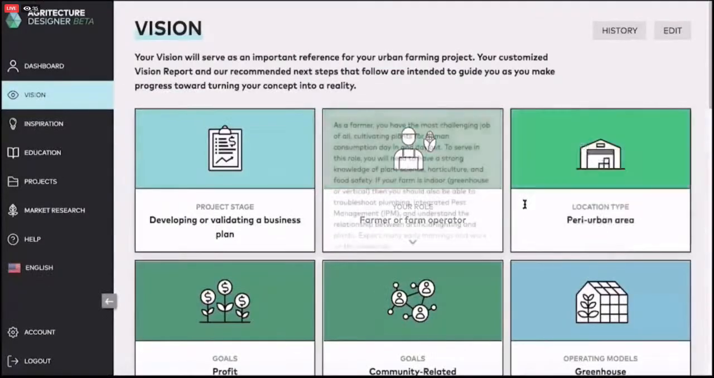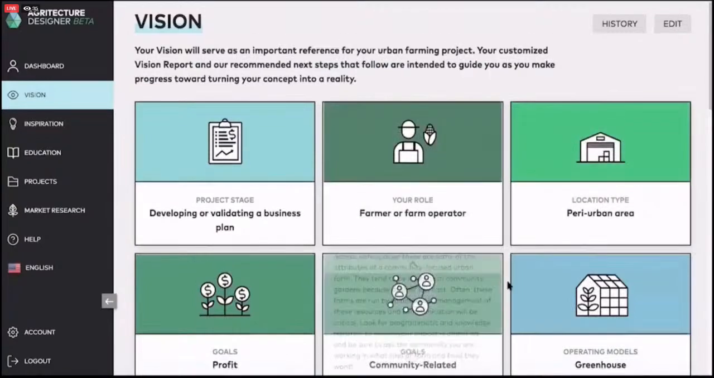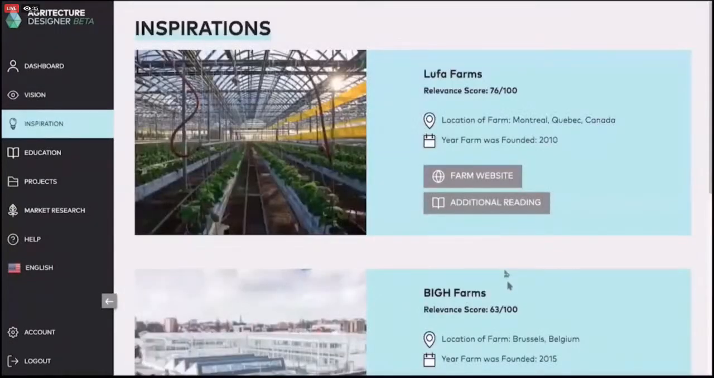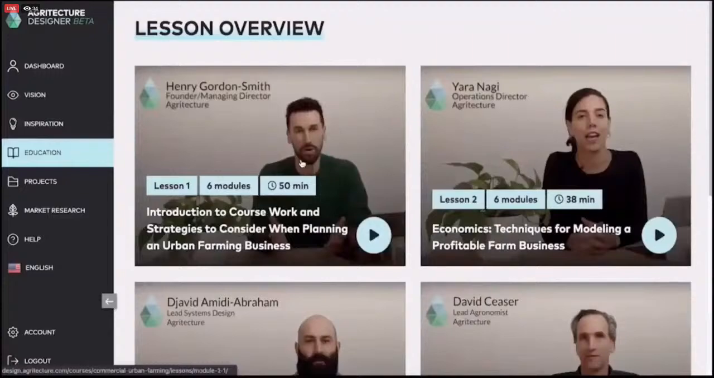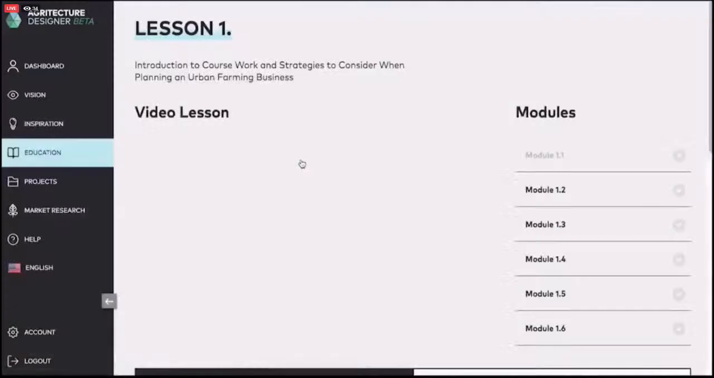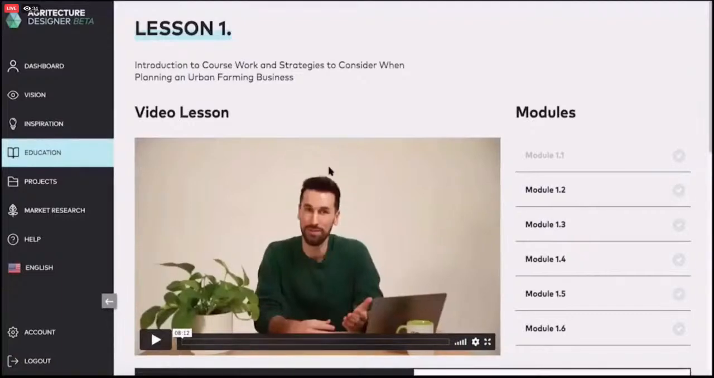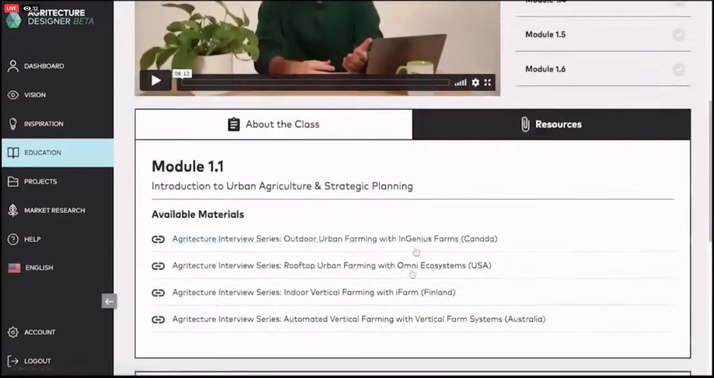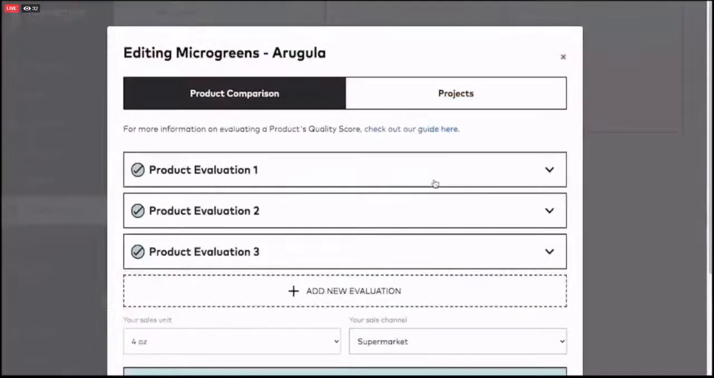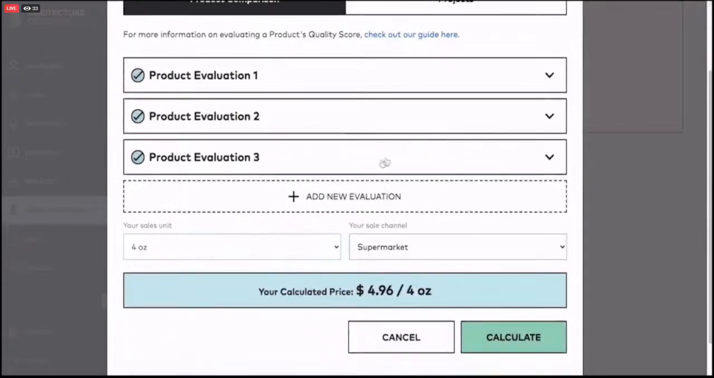First, we'll help you lay out your vision and find inspiration from existing farm projects. Next, 6 of our expert consultants will walk you through the key best practices any entrepreneur needs to know when starting an urban ag business through concise video modules, along with supplementary resources and activities. Our crop research tool will help you conduct data-driven market research and calculate a fair market price for the crops you are considering growing.